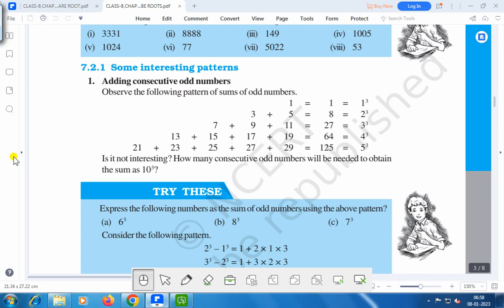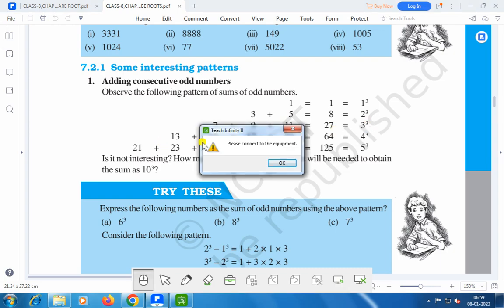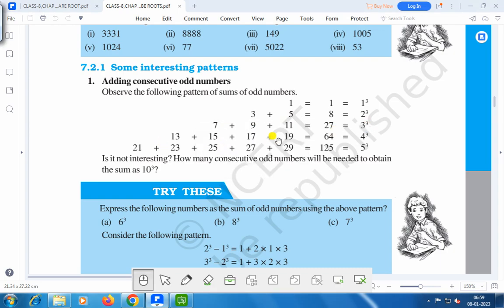Some interesting patterns. Adding consecutive odd numbers. Observe the following patterns of sums of odd numbers. 1 equal to 1, that is 1 cube. 3 plus 5, 8, that is 2 cube. 7 plus 9 plus 11, 27, that is 3 cube. 13 plus 15 plus 17 plus 19, 64, that is 4 cube. 21 plus 23 plus 25 plus 27 plus 29, 125, that is 5 cube.